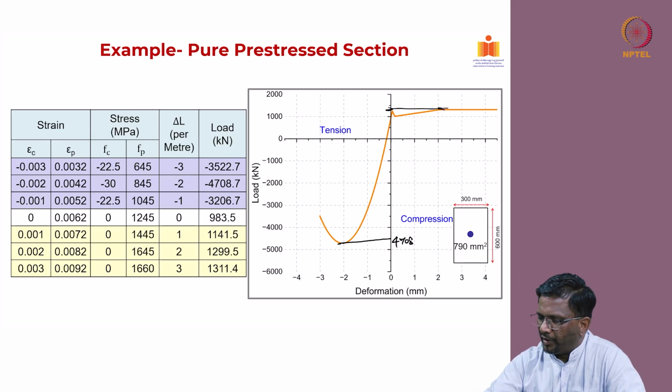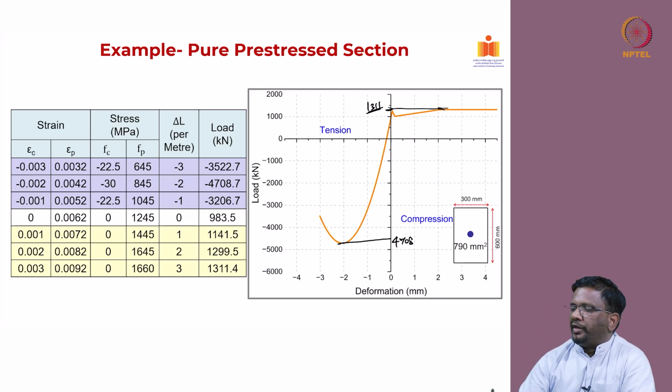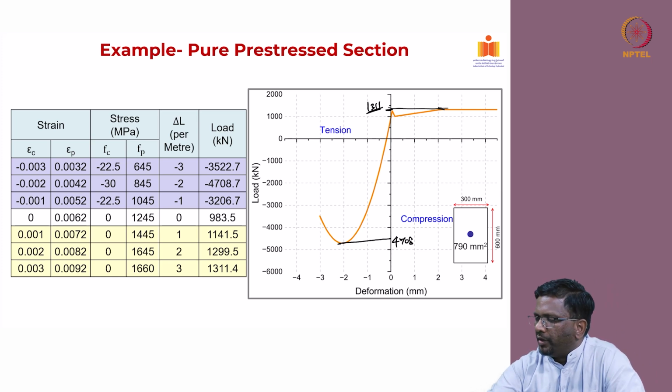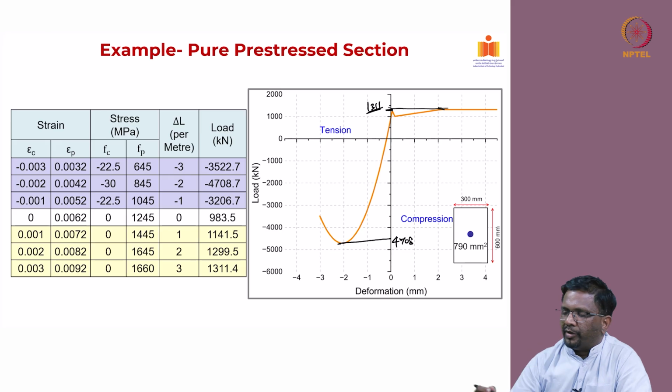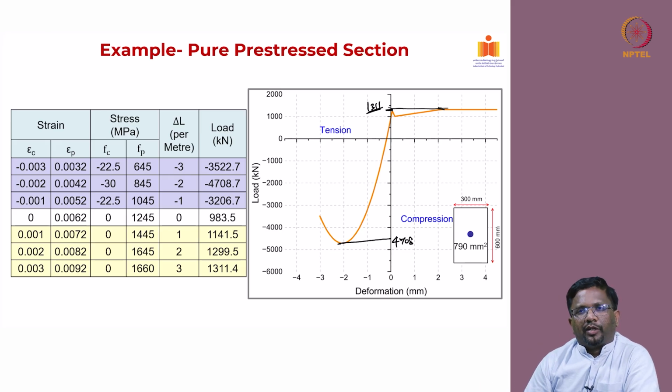So, roughly 1311 kilonewton. Okay. So, that is the tension capacity. Now, you can also calculate your cracking capacity as well. So, that we can calculate your cracking capacity corresponding to a strain. Now, how do I calculate my cracking strength?